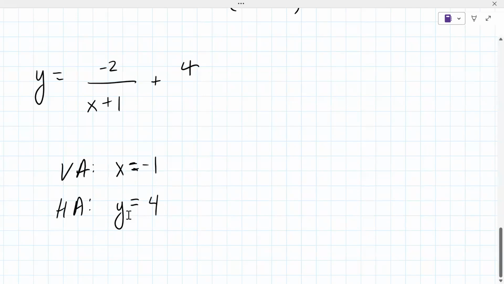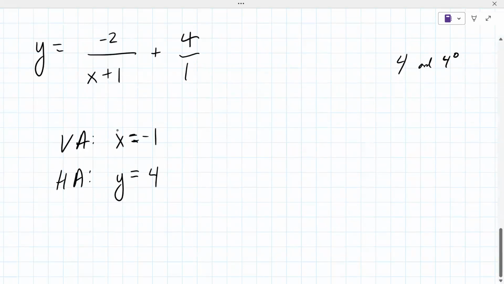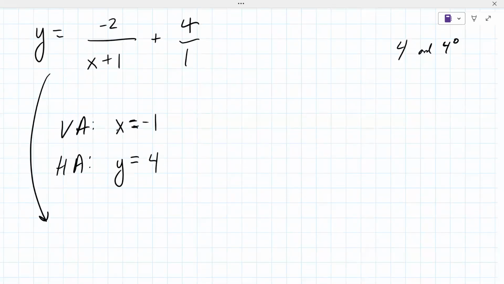Well, when you're in geometry, it's kind of like the difference between 4 and 4 degrees. They're different. They're just not the same. That's the rules, right? But you're right, it is 4/1. And that's very useful when you want to make this into a single fraction.